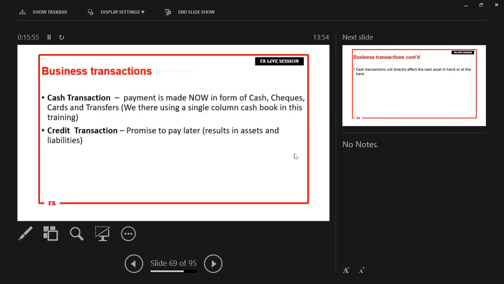Let's now proceed to the types of business transactions that we like to grapple with. So when we say cash transaction, in this transaction, the goods or services will have to be paid for immediately. When there's a demand, payment will be done immediately. So in a cash transaction, in short, payment is made now in form of what? So what constitutes your cash transaction? Notes and coins, that's cash. Checks, cards. Nowadays we've got cards.